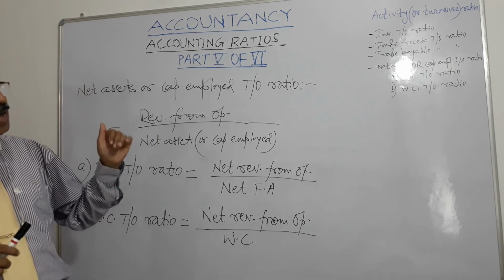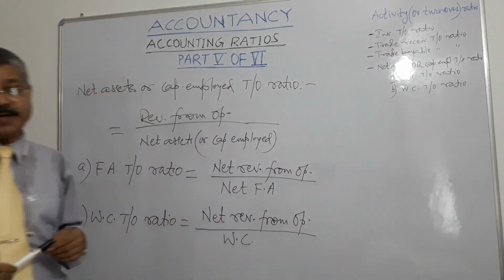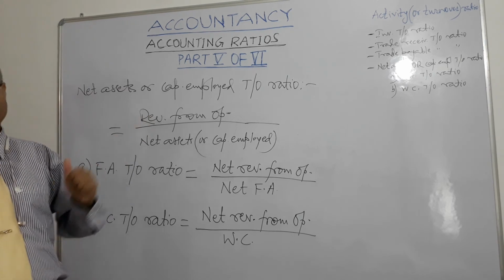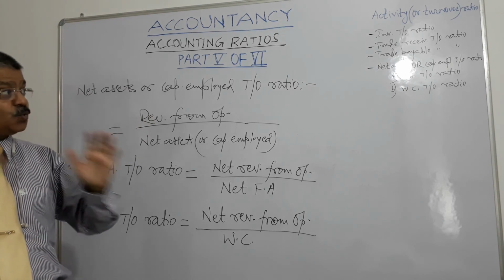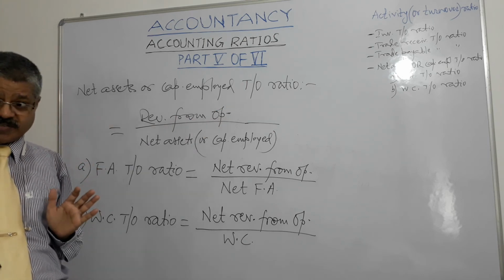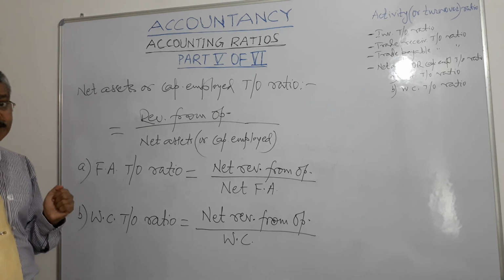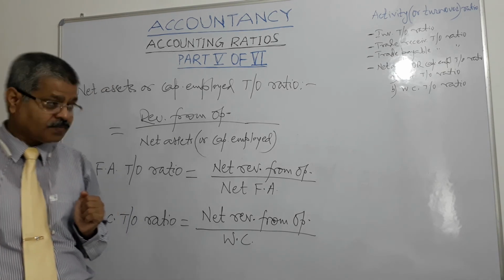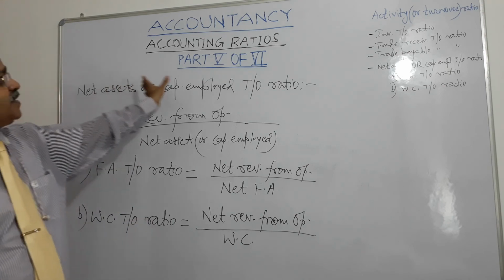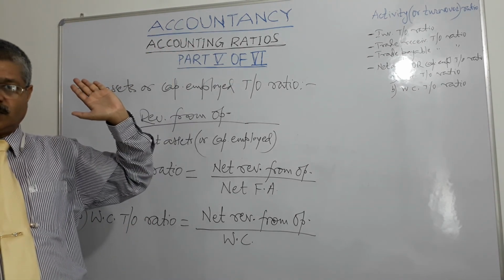Here also a higher turnover ratio indicates, what does it indicate? It's a good sign for the business enterprise. It shows efficient utilization of resources at the disposal of the business enterprise, and it also results in higher profitability and liquidity for the business, right? So these are the things we wanted to discuss under activity or turnover ratio.